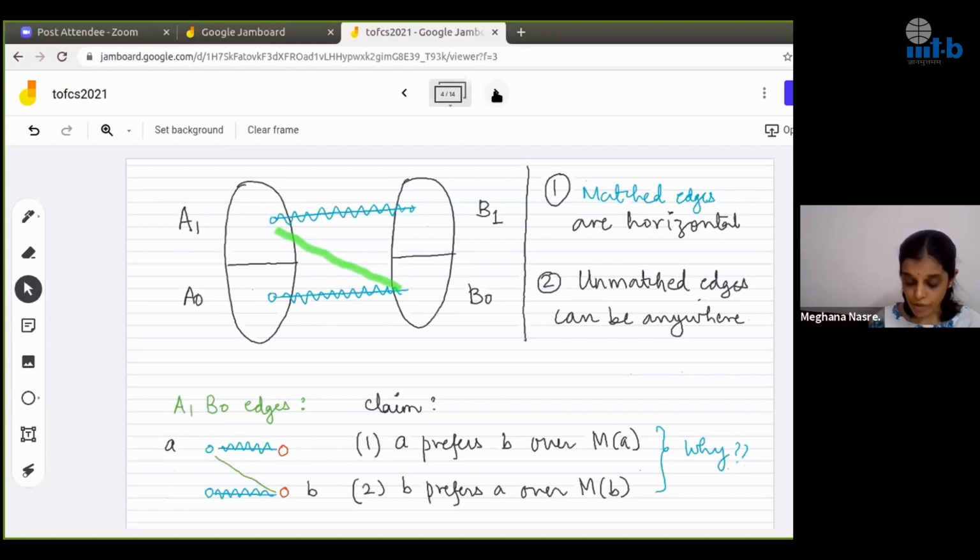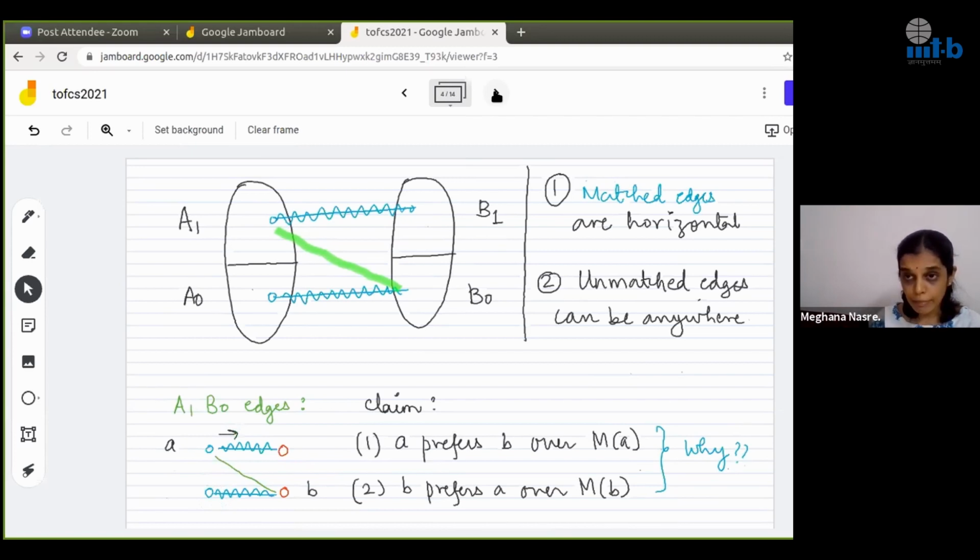So when it proposed, if it preferred B over its matched partner, then it would have proposed to B, and B, being matched to a lower priority man, would have accepted the proposal. Since this did not happen, it means that A prefers its matched partner over B.